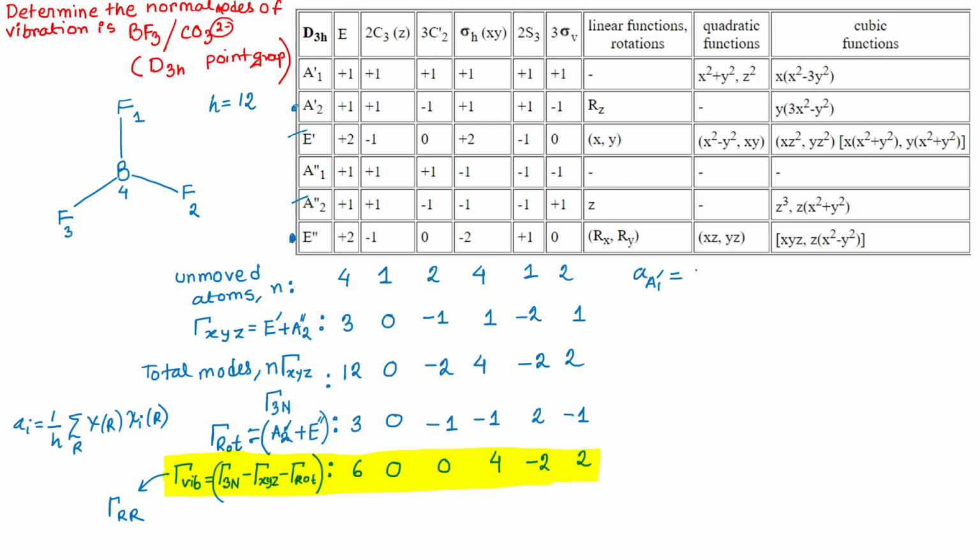A1 dash: it will be 1 over h, which is 12, then it is 6 into 1, then 0 plus 0, then it is C1 h, which is 4 into 1, then it is 2 into minus 2 into 1, then it is 3 into 2 into 1, into 1 over 12, 6 plus 4 minus 2 plus 6, that is 10 plus 4, 14. Did I make any mistake? I think so. Let me check once.